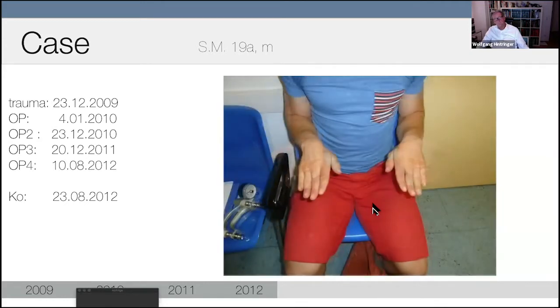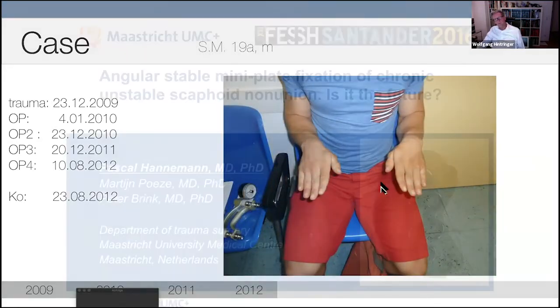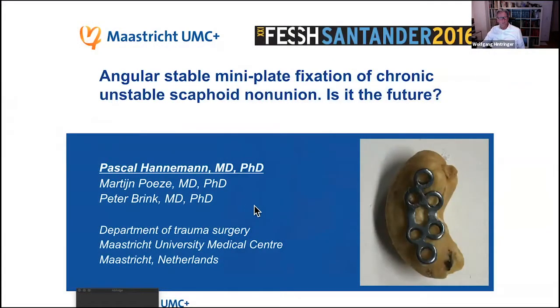But you see here a good movement. I was in Amsterdam last week, and the chair of this symposium was Pascal Hannemann. He has a lot of experience, and he also published this paper on angular stable mini plate fixation of chronic unstable scaphoid nonunion.